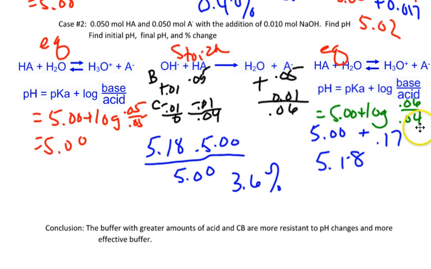So this ratio here, the log of that is 0.176, I guess. So this should be 5.18, and you get a 3.6% change. So once again, the lower the concentration you have, the higher the percent change. The buffer with the greater amounts, the higher concentrations of the acid and conjugate base, is going to be more resistant to pH changes and a more effective buffer. Let's turn the page.